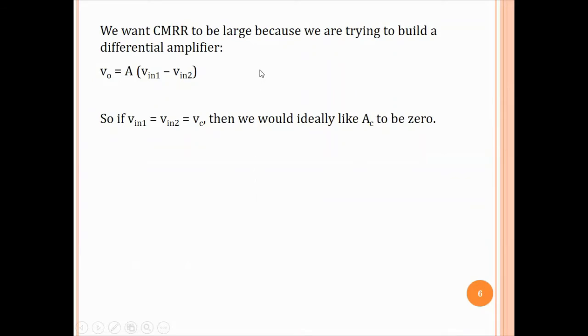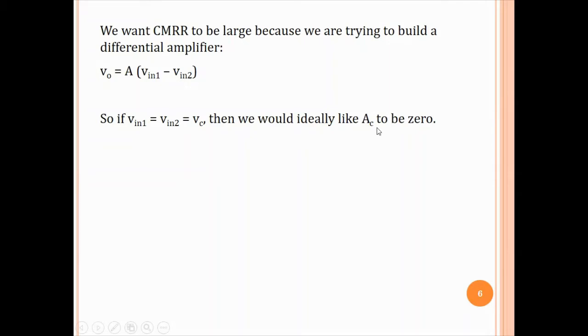So the purpose of a differential amplifier is to achieve this equation, right? We want the output to be equal to some voltage gain times the difference between the two inputs. So now suppose both the inputs, so these are AC inputs, have the same value, they are a common mode input. Then of course we want the output to be 0. Ideally, we want the AC output to be 0 when a common mode AC input is applied.